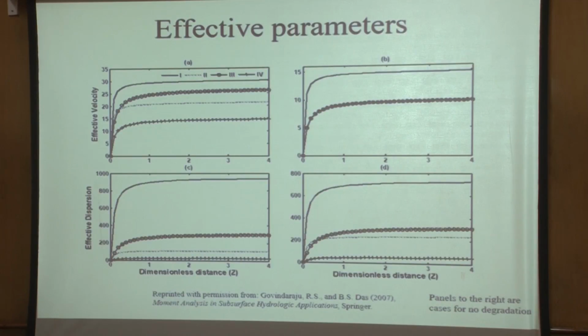So for effective velocities or effective dispersion, again, the panels to the right are for no degradation, and there is a difference in scales, so you should be looking at that. Okay, so with effective velocity and effective dispersion, you get different kinds of results, but degradation does play a role. So you can see that they are quite different. Okay. Any questions?